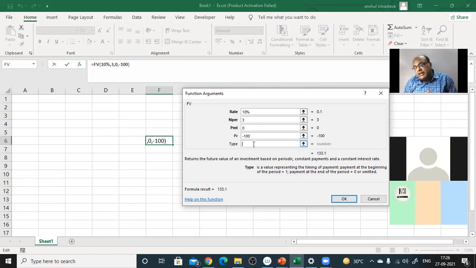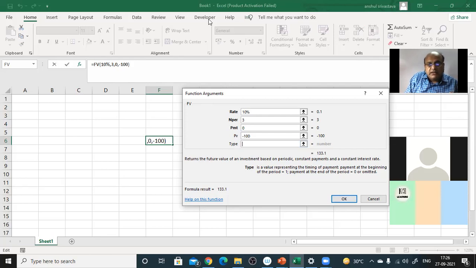When the payment is being made at the beginning of the period, if you are making the payment immediately, take type 1. And if you are making the payment one period down the line, after 1 month or 1 year, then type is 0. But type matters only when there is a value in PMT. If there is no value in PMT, type 1 and type 0 give you the same answer. You got it?